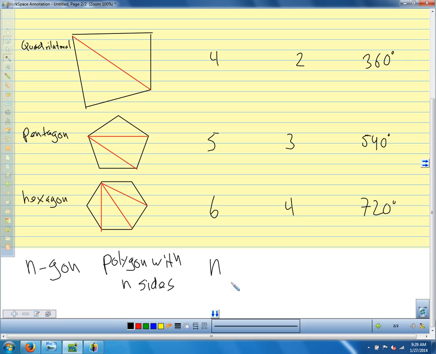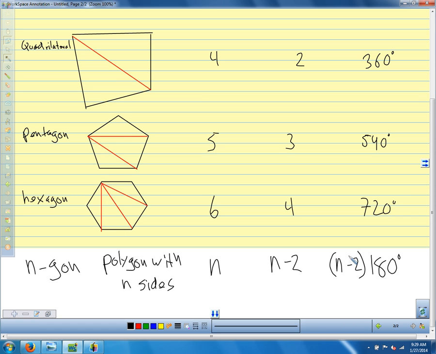I'm going to have n sides. Following this pattern, how many triangles would I be able to divide it into starting at one vertex? n minus 2, two less than that. And to find out how many angles are inside, what am I going to do with this n minus 2? Multiply it by 180. That's how we figure out what all of the interior angles of a polygon add up to. Subtract 2 from the number of sides and multiply by 180.